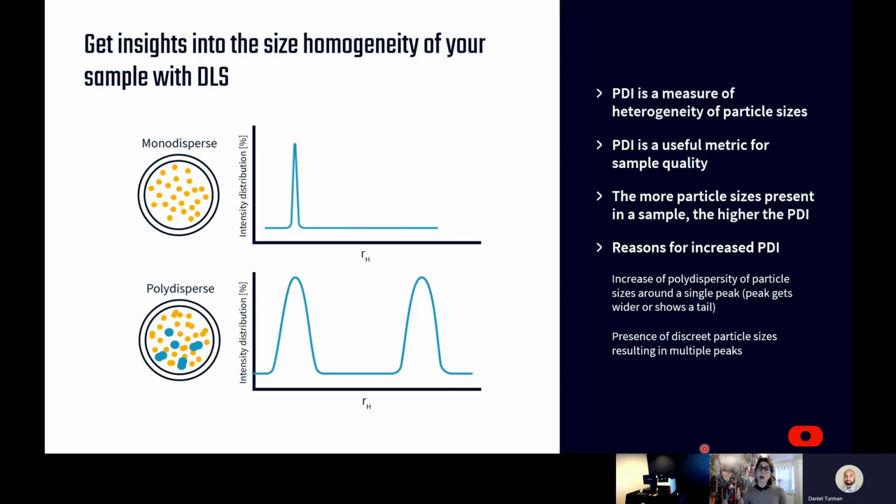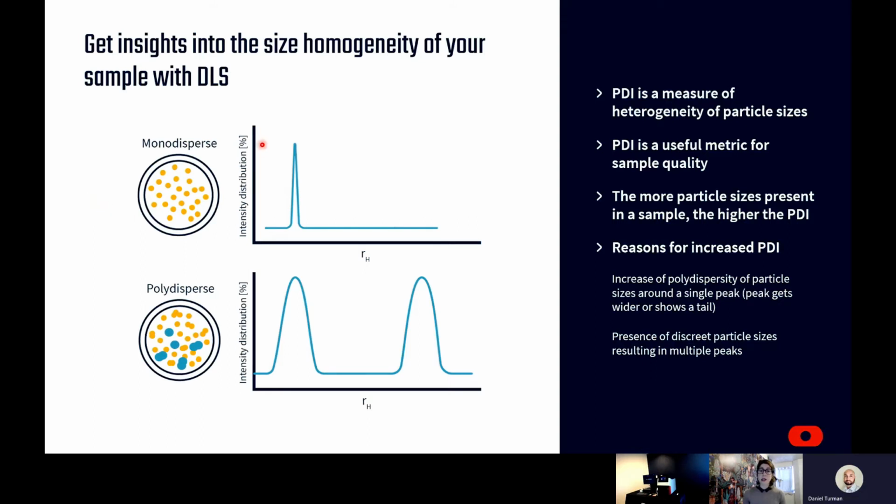While the autocorrelation function tells you about the radius of your sample, it also gives information on the PDI, or the polydispersity index, which indicates whether there are multiple species present within the sample. The PDI is a measure of the heterogeneity of particle sizes and can be used as a metric of sample quality. In the figure on the top here, we have a monodispersed sample.